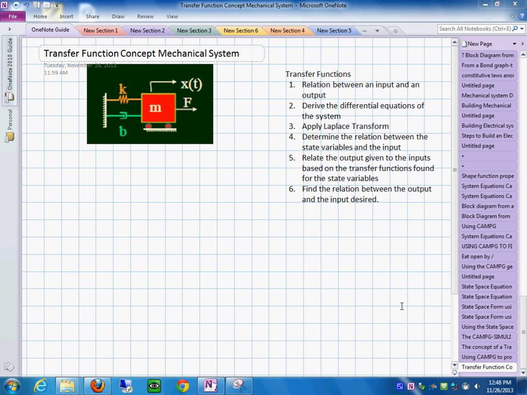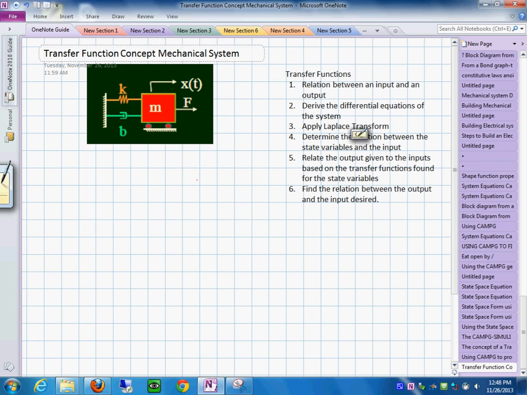That's an individual, subjective decision, which is going to be my output and in relationship to which input I am going to get this so-called transfer function. In order to do this, we have to do step number 2, which is to derive the differential equations. So let's just go one by one. We know what we want to do, and now we are here: derive the differential equations of the system.